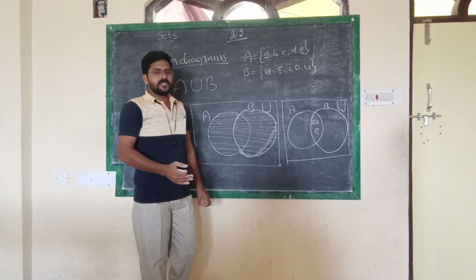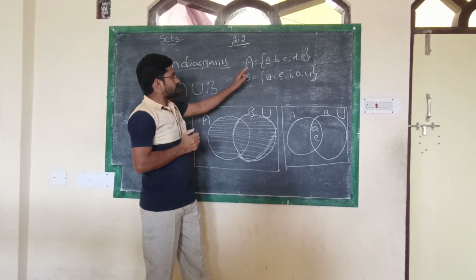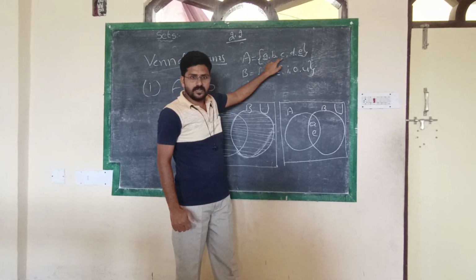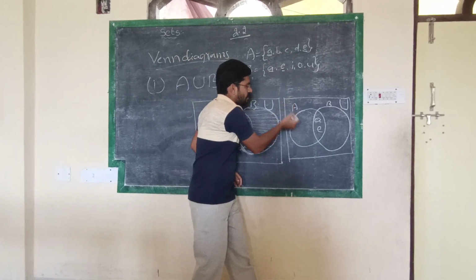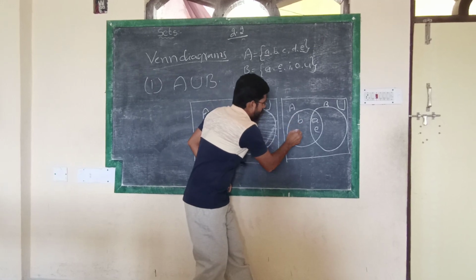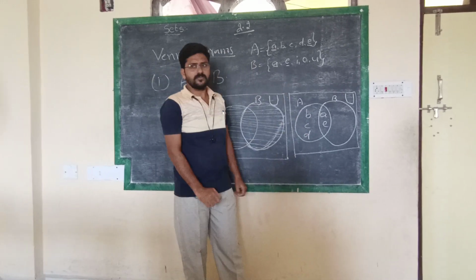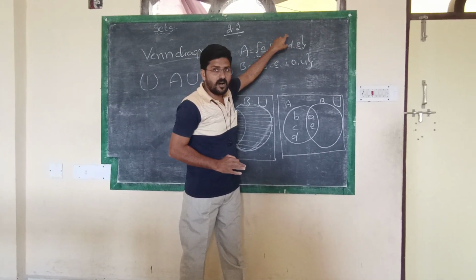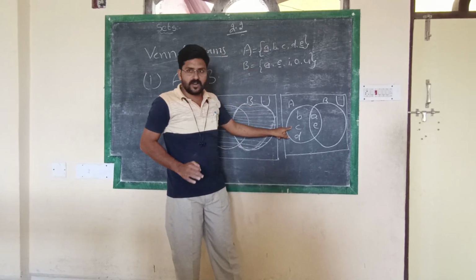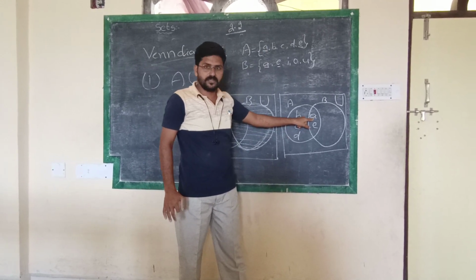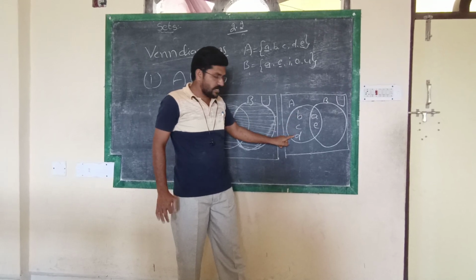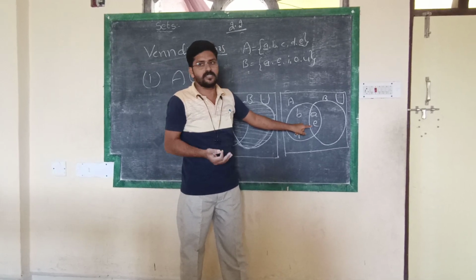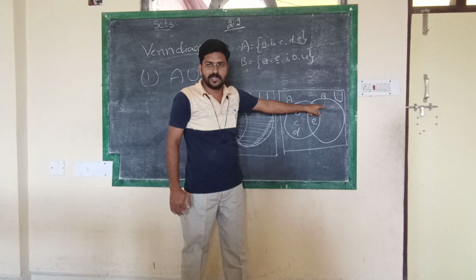In set A, what are the remaining elements? Here A and E we have taken. The remaining are B, C, D. So the remaining elements you can represent here: B, C, D. Now look at the board. Set A: A, B, C, D, E. Are all these elements represented here or not? Check here. In set A, A is there, B is there, C is there, D is there, and E is also there. Now in the same way, the elements of B also we have to represent in set B.